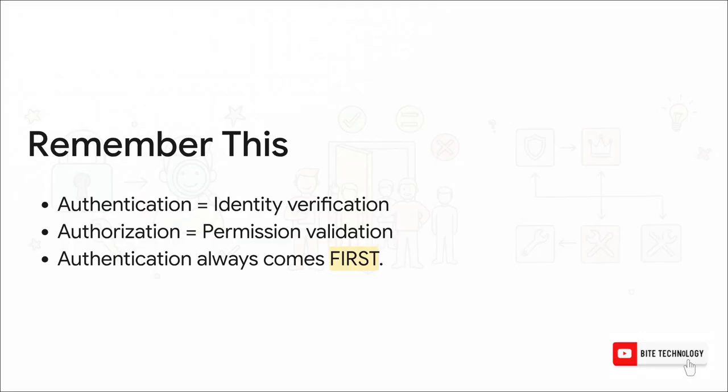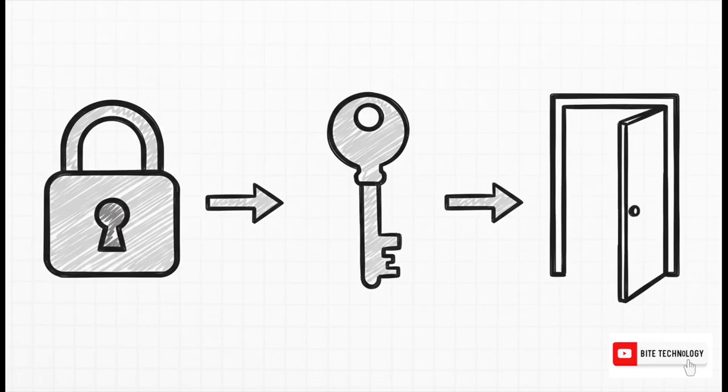So, if we're going to wrap this all up, here are the three things you absolutely need to remember. Authentication verifies who you are. Authorization validates what you're allowed to do. And most importantly, authentication always, always, always comes first. Seriously, if you take away just one thing today, let it be this sequence. You have to prove your identity first, and only then can you be granted permissions.